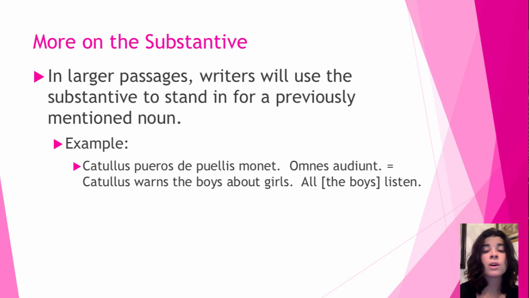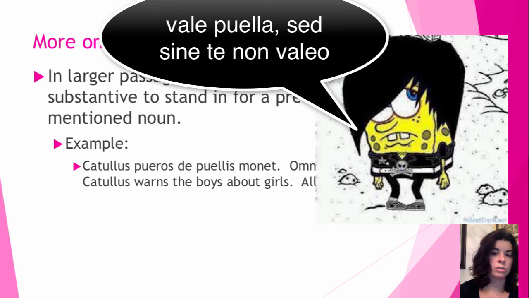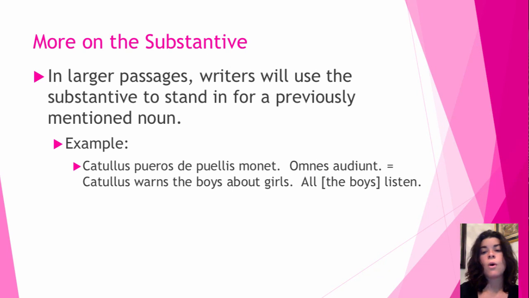Catullus warns the boys about girls. And then we have this word omnes. Omnes is our adjective, and here it's masculine and plural. So omnes is referring to all the boys. All the boys listen. I understand it to be the boys because that was the last masculine plural thing we were talking about. And it would also make more sense for them to listen at this point since they were being warned. So that is how the substantive can work in a passage as opposed to a sentence.